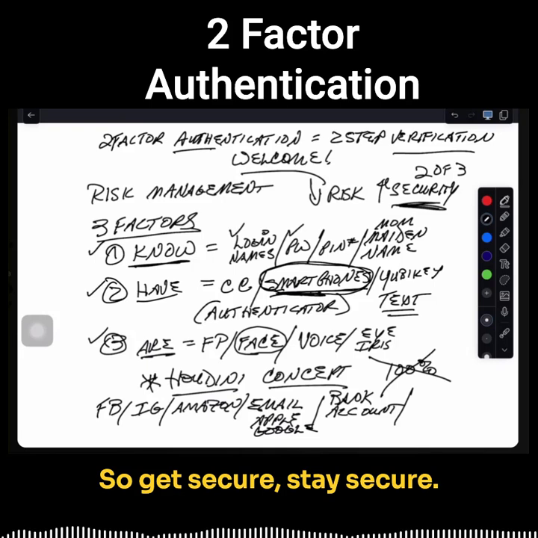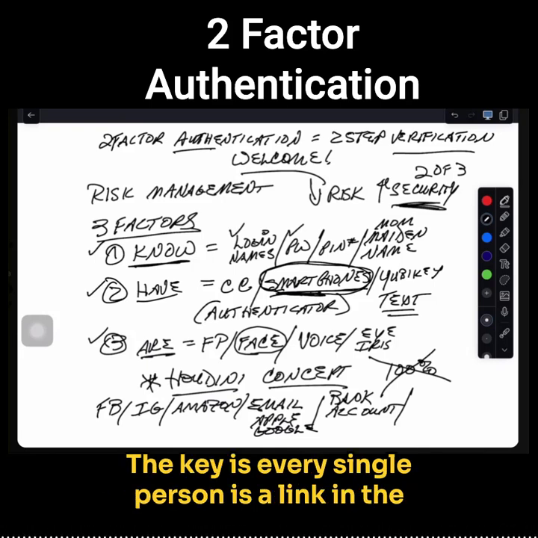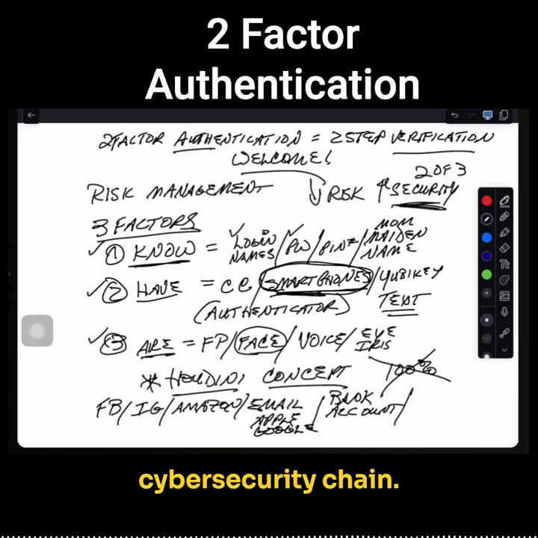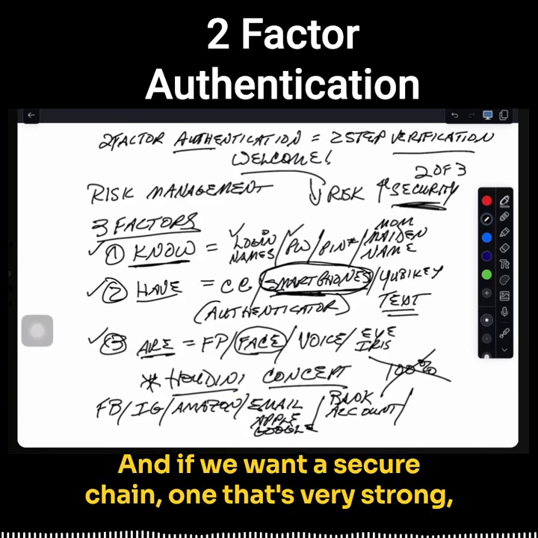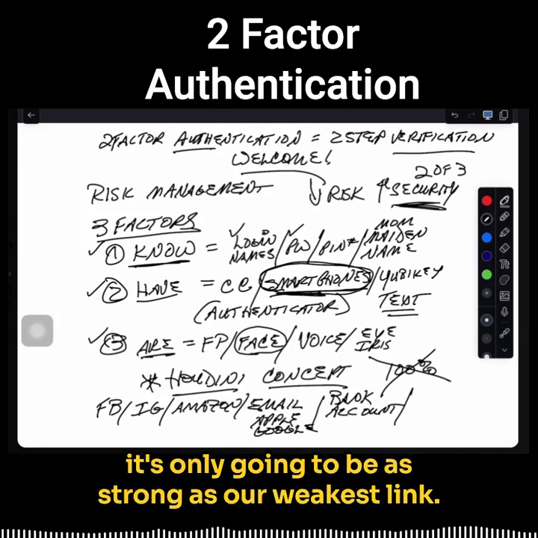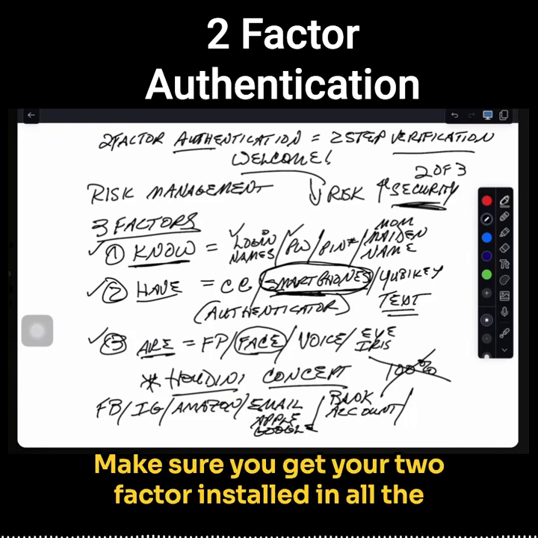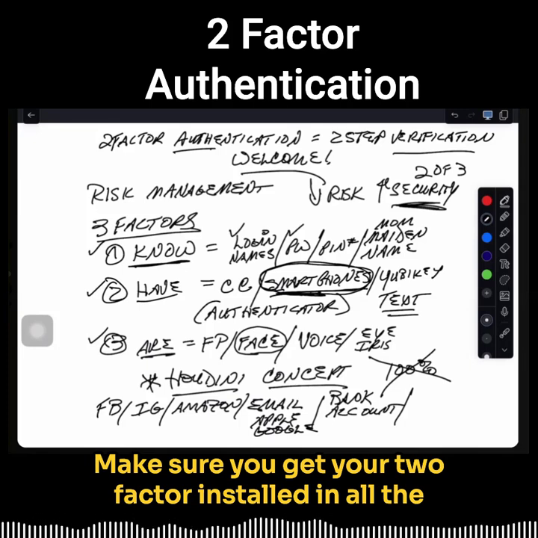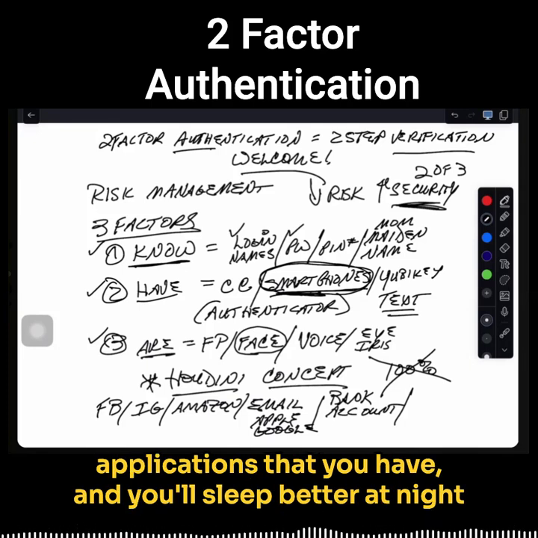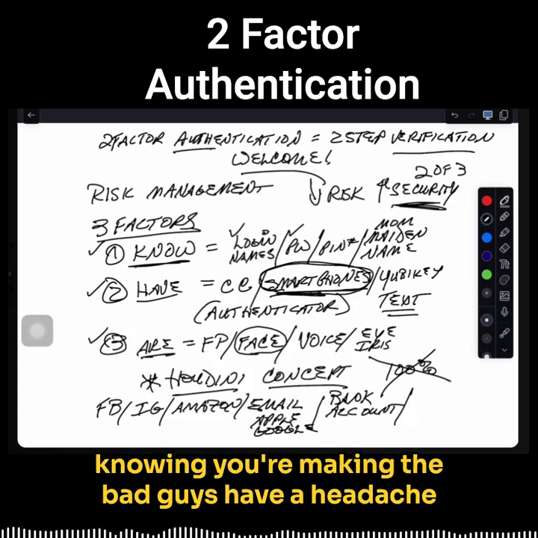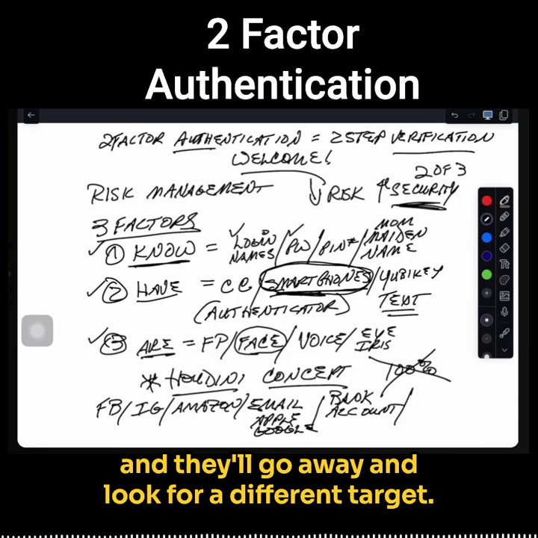So get secure, stay secure. The key is every single person is a link in the cybersecurity chain. And if we want a secure chain, one that's very strong, it's only going to be as strong as our weakest link. In summing this up, don't you be the weakest link in that cybersecurity chain. Make sure you get your two-factor installed in all the applications that you have, and you'll sleep better at night knowing you're making the bad guys have a headache, and they'll go away and look for a different target.